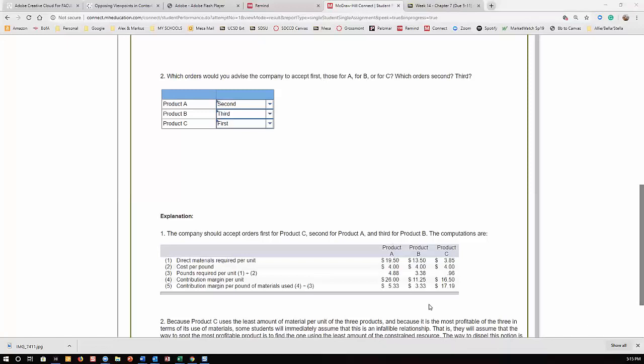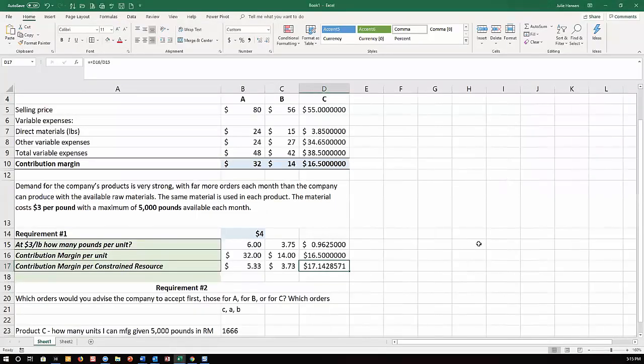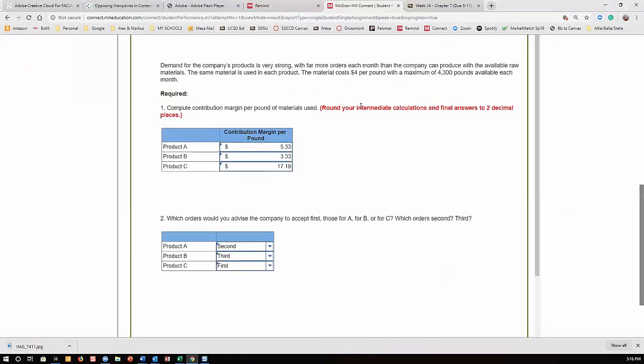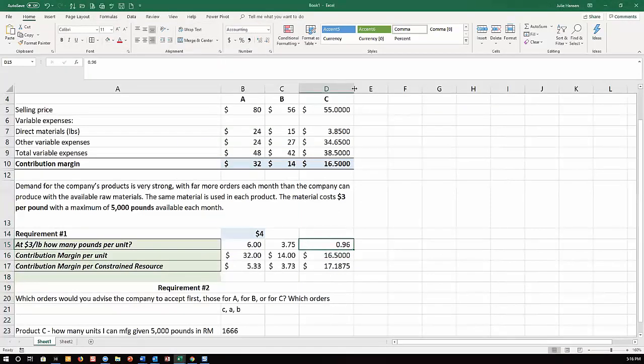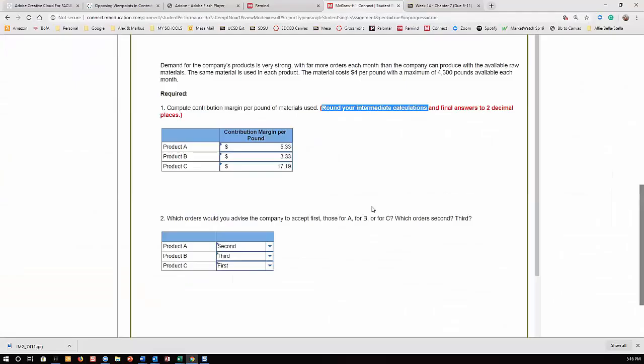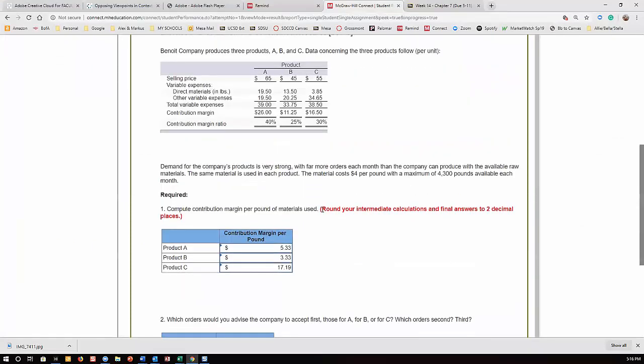I mean, it wasn't just 0.96. 17.19. So what if we did this? Wait, does the problem say round your intermediate calculations? Look at that. Well, you have to read the question. Yes, you will, for sure. Do we see how that said round your intermediate calculations? Which is so silly, because 99% of the time it says do not round your intermediate calculations. So I guess I'll just pay attention.